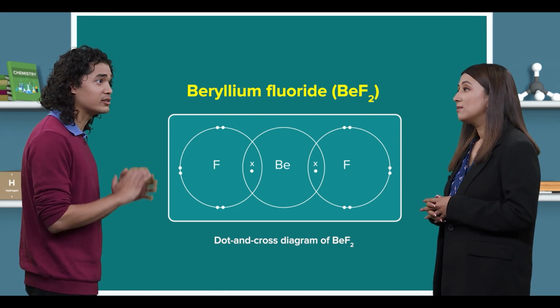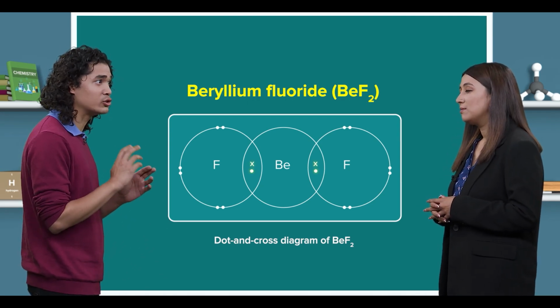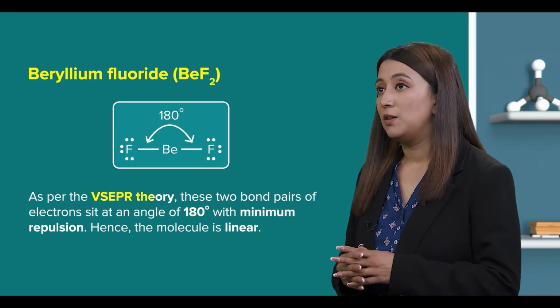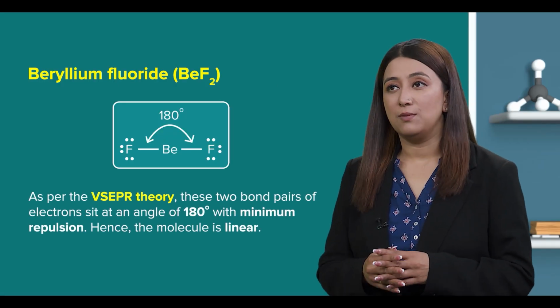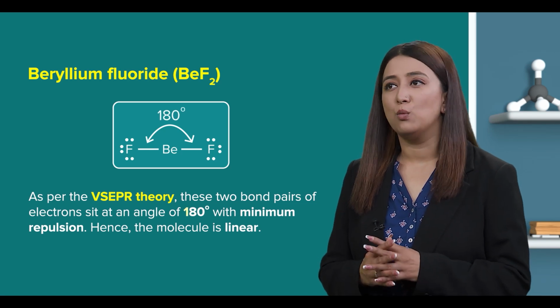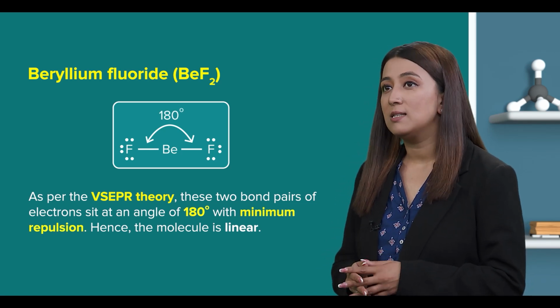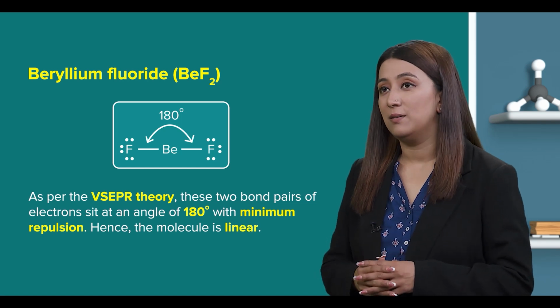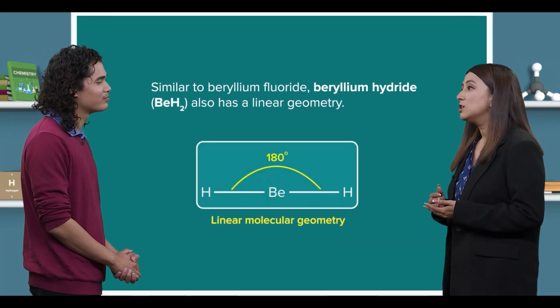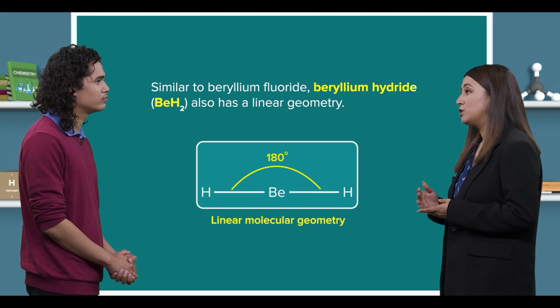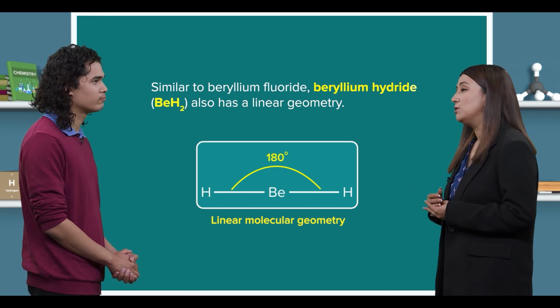As we can see, the central beryllium atom has two bond pairs of electrons. Correct. So, as per the VSEPR theory, these two bond pairs of electrons sit at an angle of 180 degrees with minimum repulsion. Hence, the molecule is linear. Cool. Similarly, just like beryllium fluoride, beryllium hydride, or BeH2, also has a linear geometry.